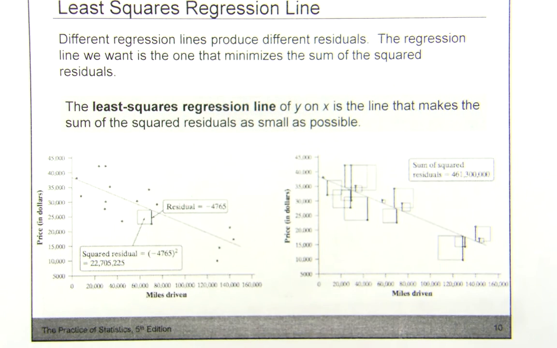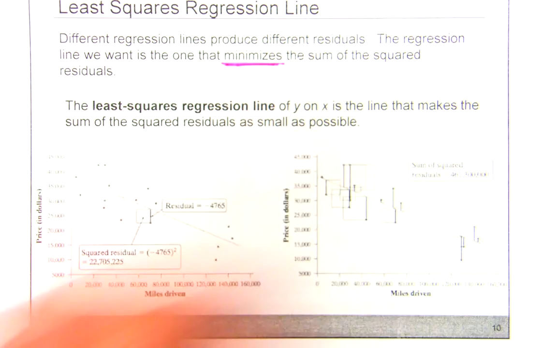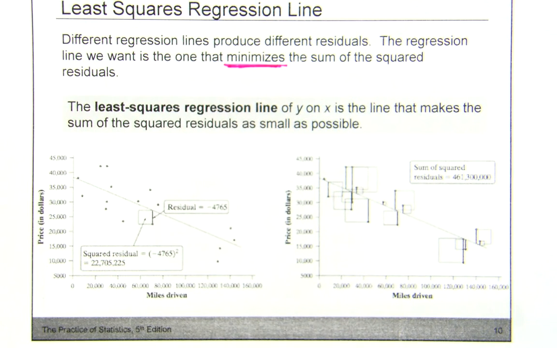So the least squares regression line is generated in a certain way. Your computer or your calculator will do this automatically for you, but you need to understand how they're doing it, or why that line is the best line possible. Different regression lines produce different residuals. The regression line we want is the one that minimizes the sum of the squared residuals, and that's when you know you have the best line possible.